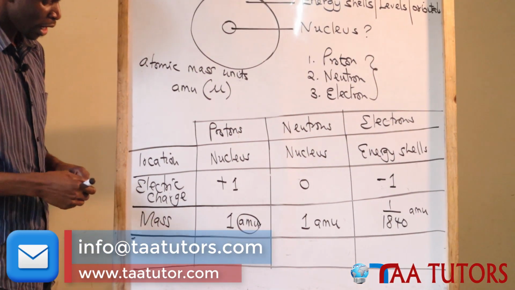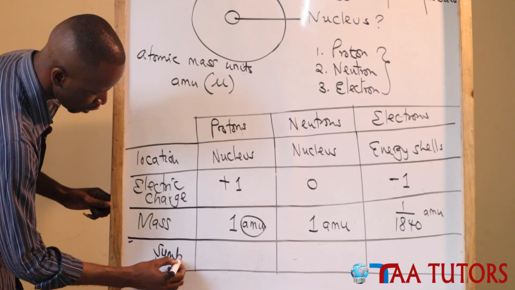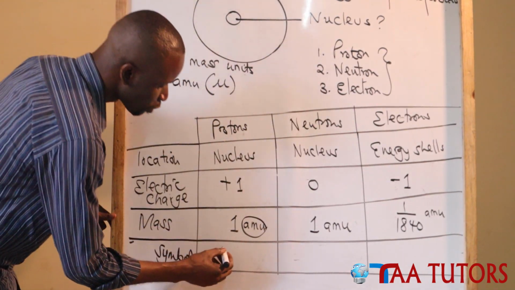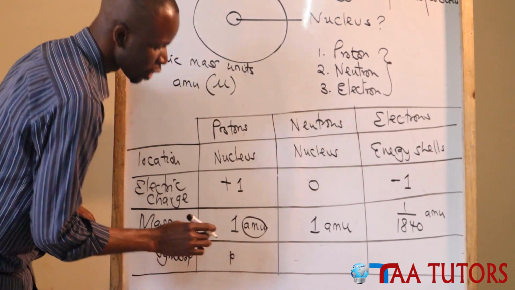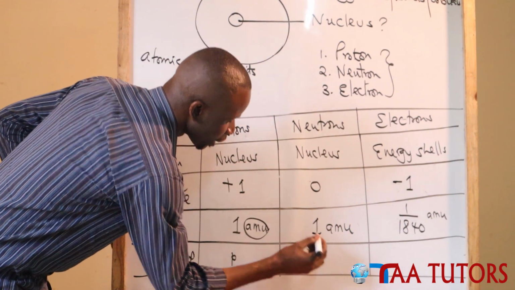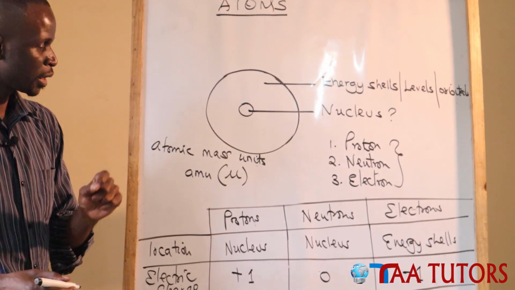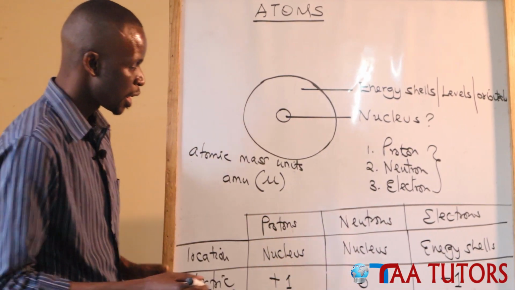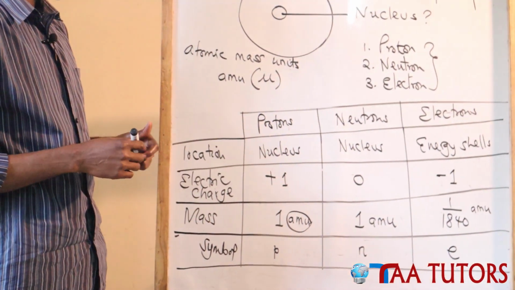Finally, Lana, I want to talk about their symbols. The symbol for a proton is small p. Do not write capital P, because capital P is the symbol for phosphorus. The symbol for neutron is small n. I also insist, don't write capital N, because capital N is for nitrogen as an element. And finally, the symbol for electron is small e.